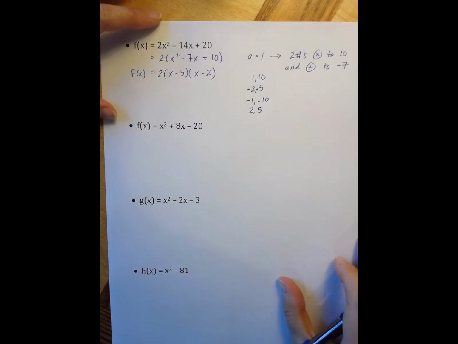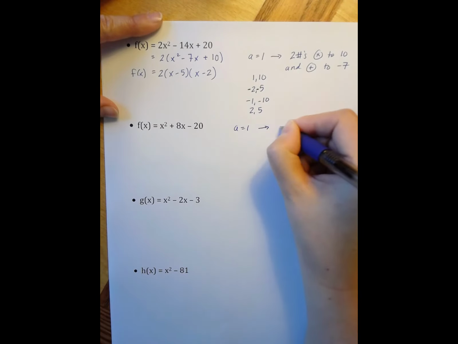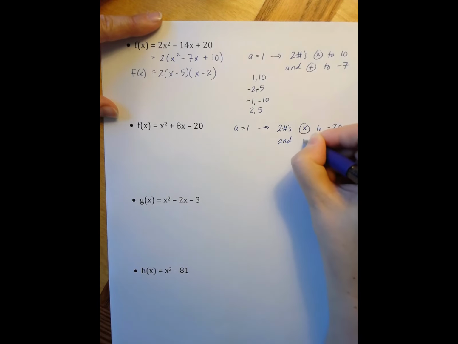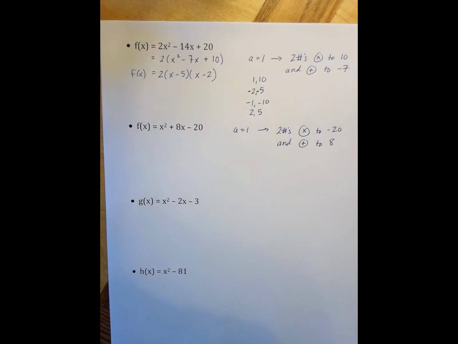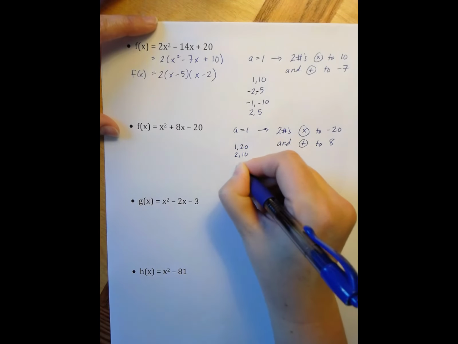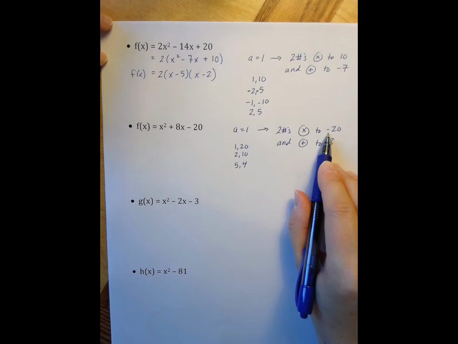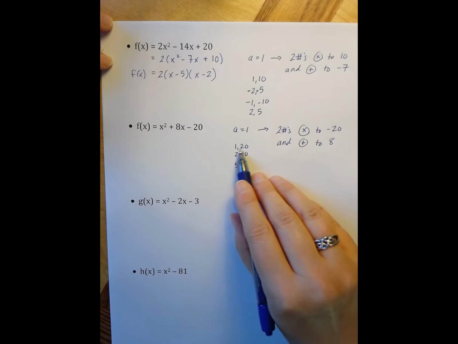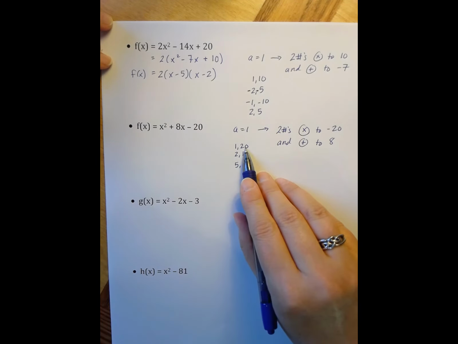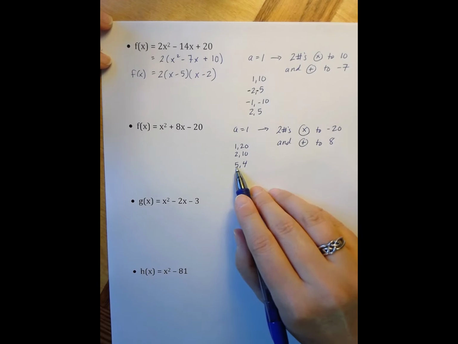Okay, our next example. Our next example, we're back to the lovely place where a is a 1. So a equals 1. So I'm looking for two numbers that multiply to negative 20 and add to positive 8. So the first step I'm going to do is to write the factors of negative 20. So that's 1, 20, 2, 10, 5, 4. But since the 20 is negative, that means that one of each of these factors has to be negative. This actually is negative 1 and positive 20, or positive 1 and negative 20. Positive 2, negative 10, negative 2, positive 10, negative 5, positive 4, positive 5, negative 4.